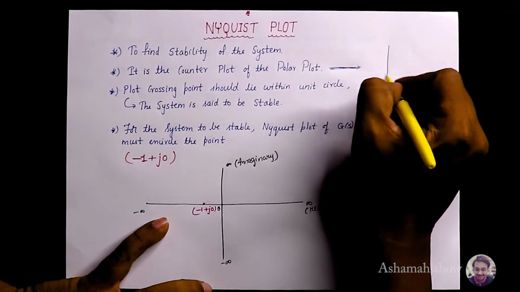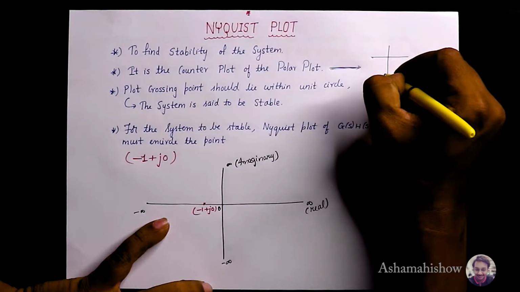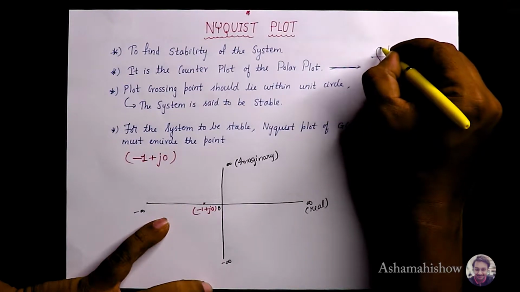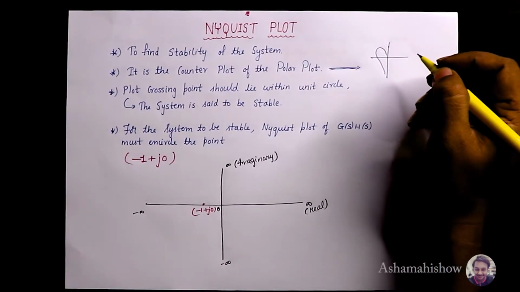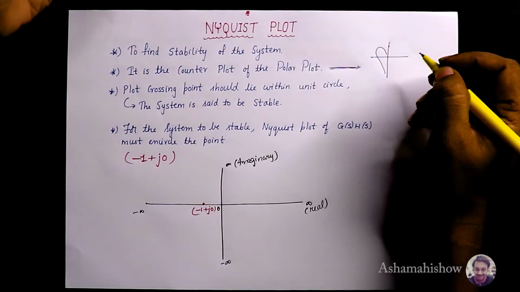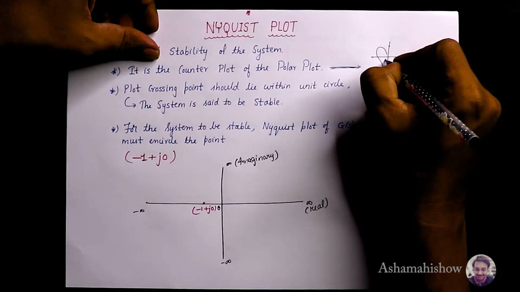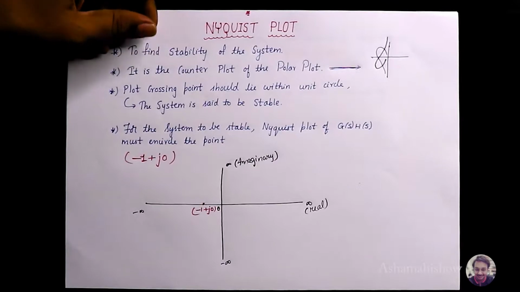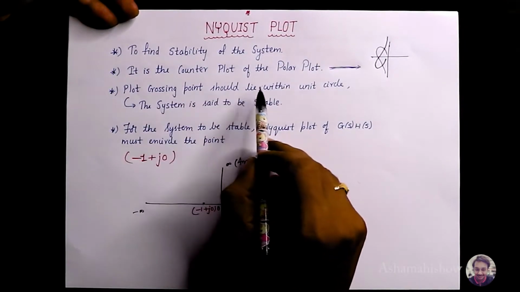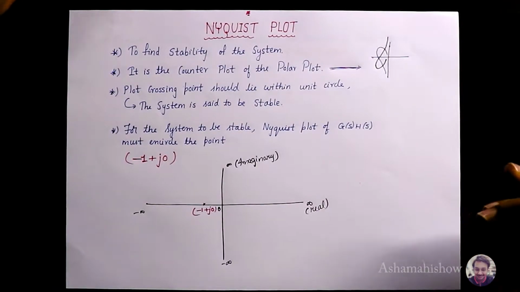What this means is, for example, if your polar plot is given in this way, it starts from here, crosses the real axis, and reaches zero. If this is a polar plot, your Nyquist plot is a counter plot of the polar plot. This is just a mirror image of the polar plot, so this is how it will come. It's a counter plot of a polar plot, or it is also called a mirror image of a polar plot. However, when doing the problem, you'll get to know that.